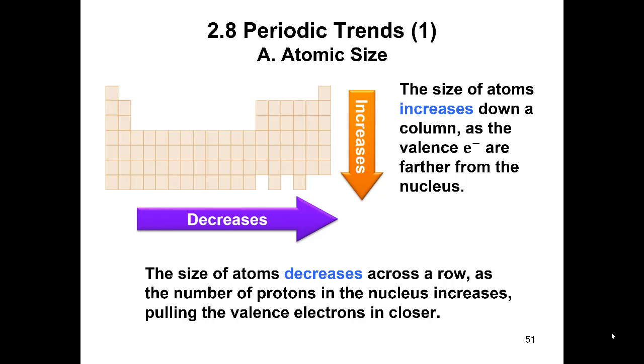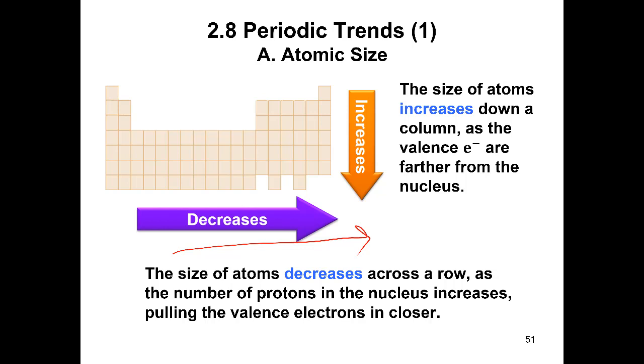The first one is the size of the atom. The size of the atom increases as you go down the column or group, as the valence electrons are farther from the nucleus. Okay? It decreases as you go across the row, as the number of protons in the nucleus increases, and that pulls those valence electrons in closer and holds them a little tighter, and then that decreases.